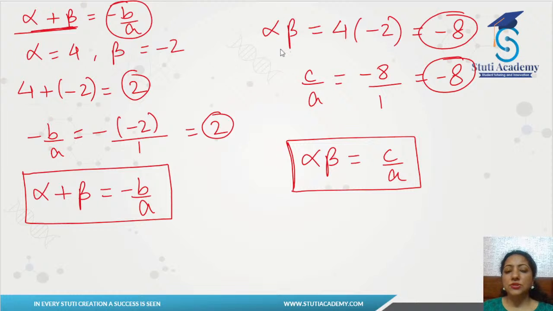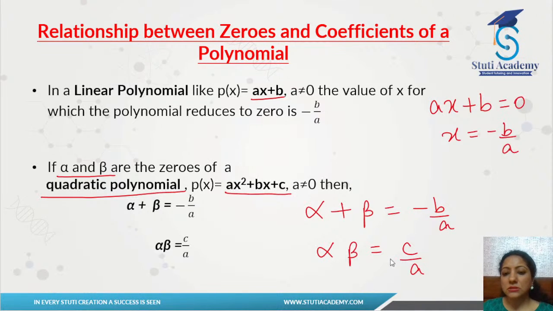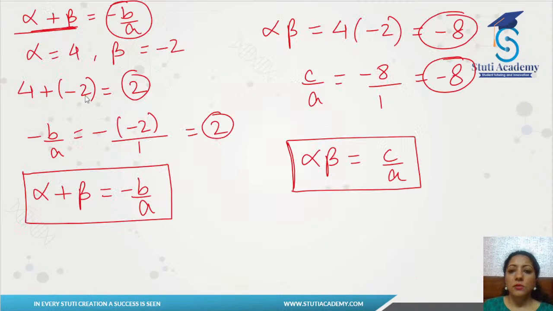Now comes the second relationship, which is related to the product of the zeros. The product of the zeros is same as c upon a. So, we have alpha, beta here. Alpha is 4, beta is negative 2. When we multiply them, we are going to get minus 8. And then we have c upon a. C upon a is minus 8 upon 1.